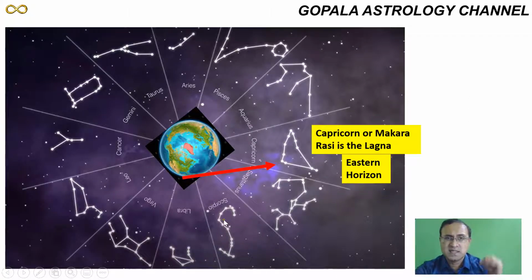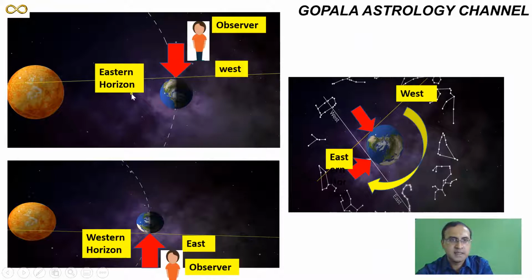Please understand that there are 12 zodiacal signs, and every 2 hours, as the Earth is spinning, the zodiacal signs are changing constantly in the eastern horizon. So we are mainly focusing on the eastern horizon. All right. Something like this, okay?